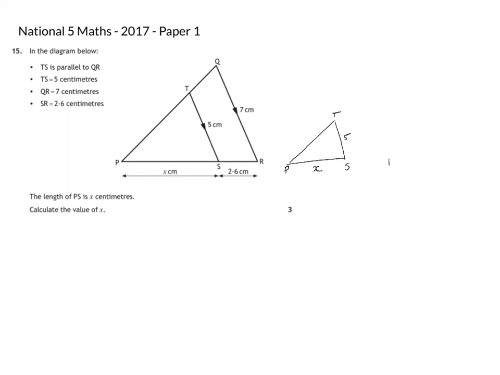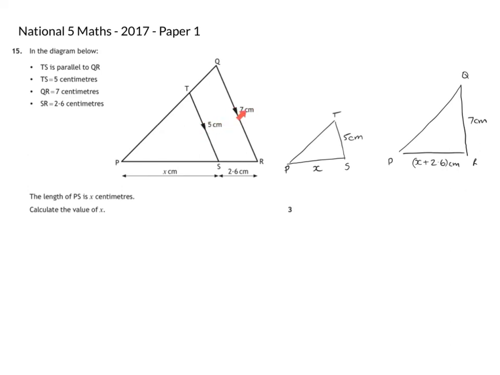And then we have our big triangle, which is P, R, and Q. And we have that 7 centimeters. Put my centimeters on there. And then this one along the bottom, we've got our x, but we've also got an extra 2.6. So it is x plus 2.6 centimeters. So we need to work out our scale factor here. So it's a linear scale factor because we're going from one line to another. So we work out our linear scale factor.